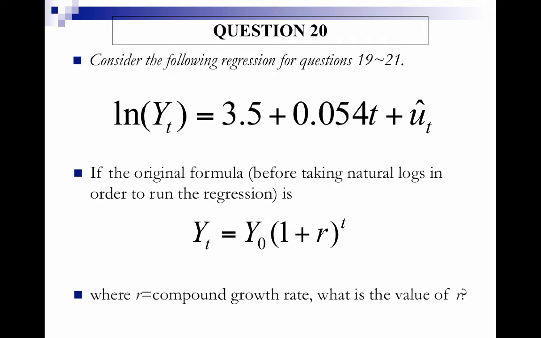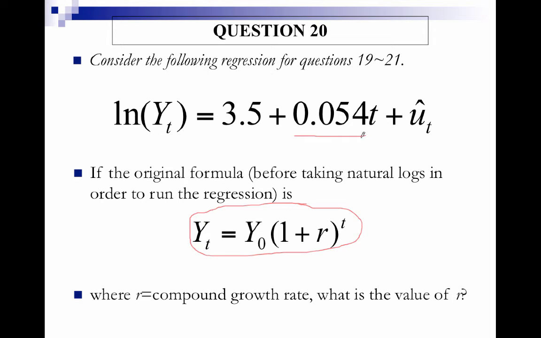Now it's giving you here the original formula, before taking natural logs in order to run the regression, and we should recognize this as just a typical growth model where we have y_t is equal to the initial value of y times (1 + r) to the power of t, where t is time and r is equal to the compound growth rate. So if we know that this is the original formula, we can go back and calculate the compound growth rate using this value over here.